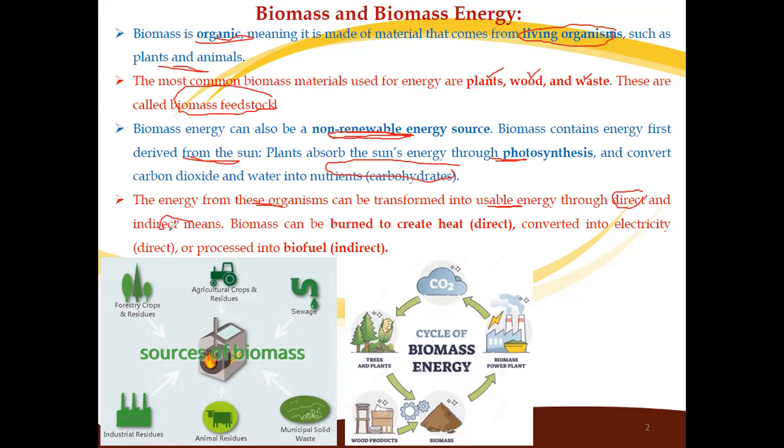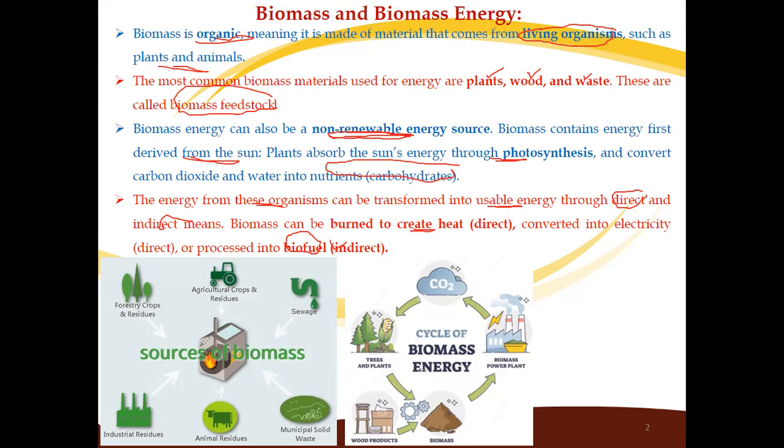So biomass can be burned directly to create heat energy, or biomass is used to convert it into electricity, or it is processed into a biofuel. So that is indirect use. That is, biofuel is indirect use, and heat and electricity are the direct use.